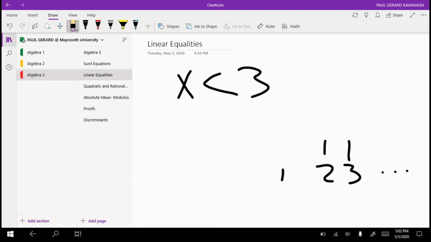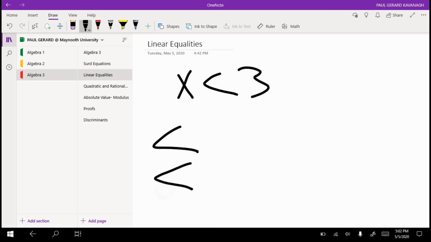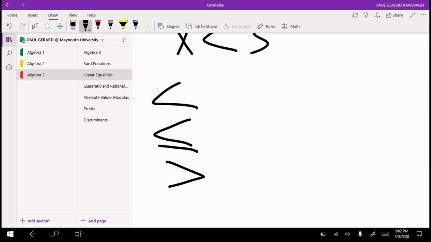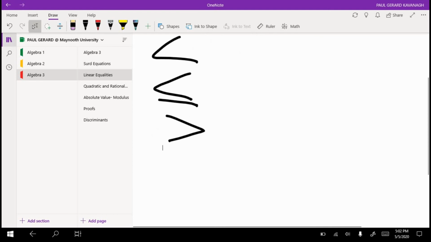I'm just going to rub all that out because it'll just make clutter. Okay, so the 4 signs that you need to know are this one, scroll down, you need to know this one, and you need to know this one. Okay, so what do all these represent?